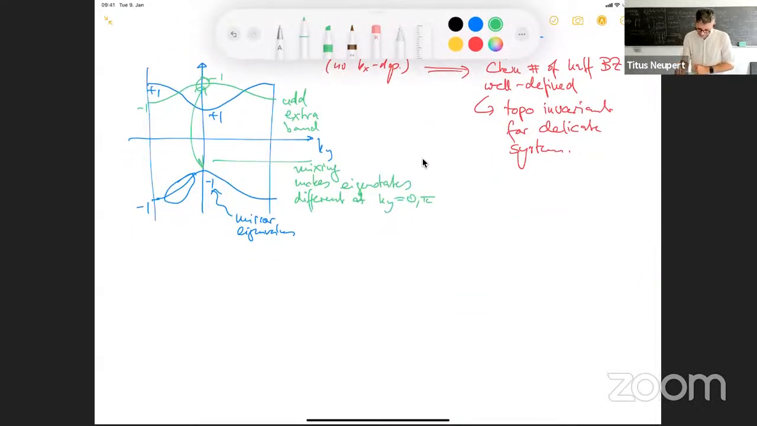Let me wrap up this delicate and fragile perspectives with a Wannier state picture.